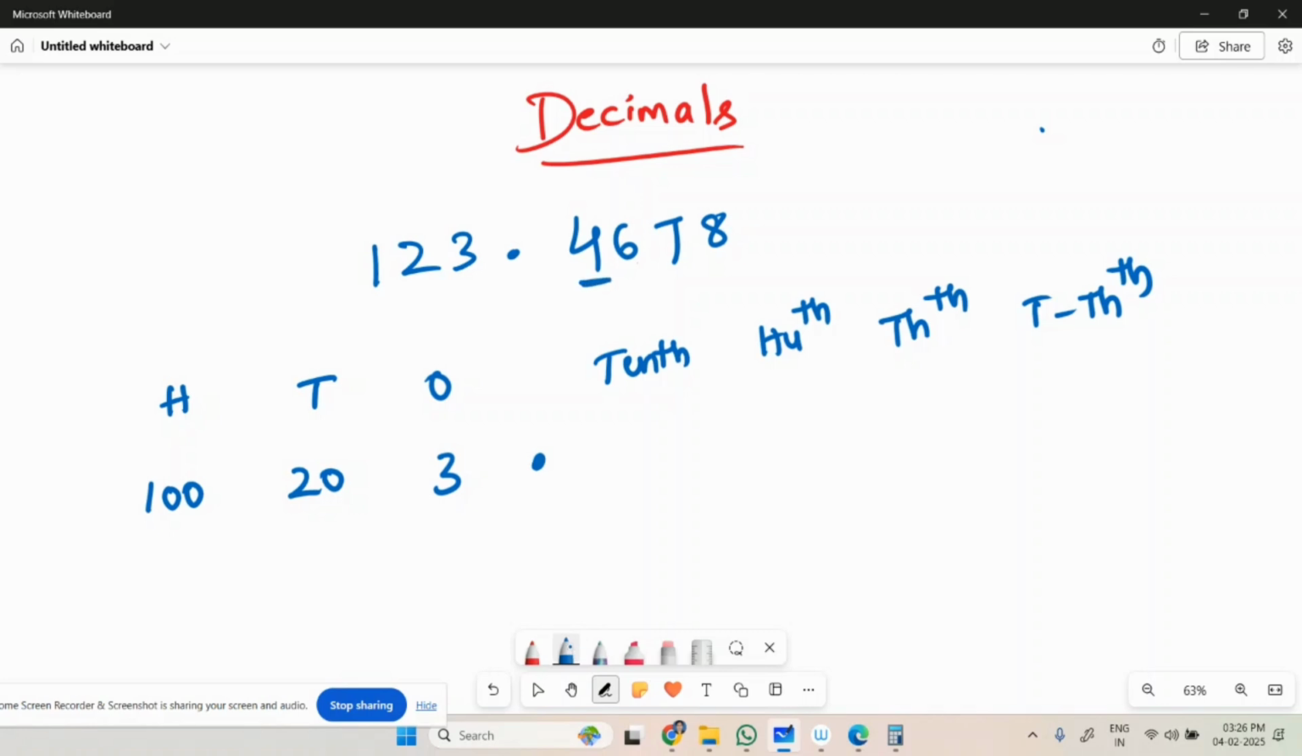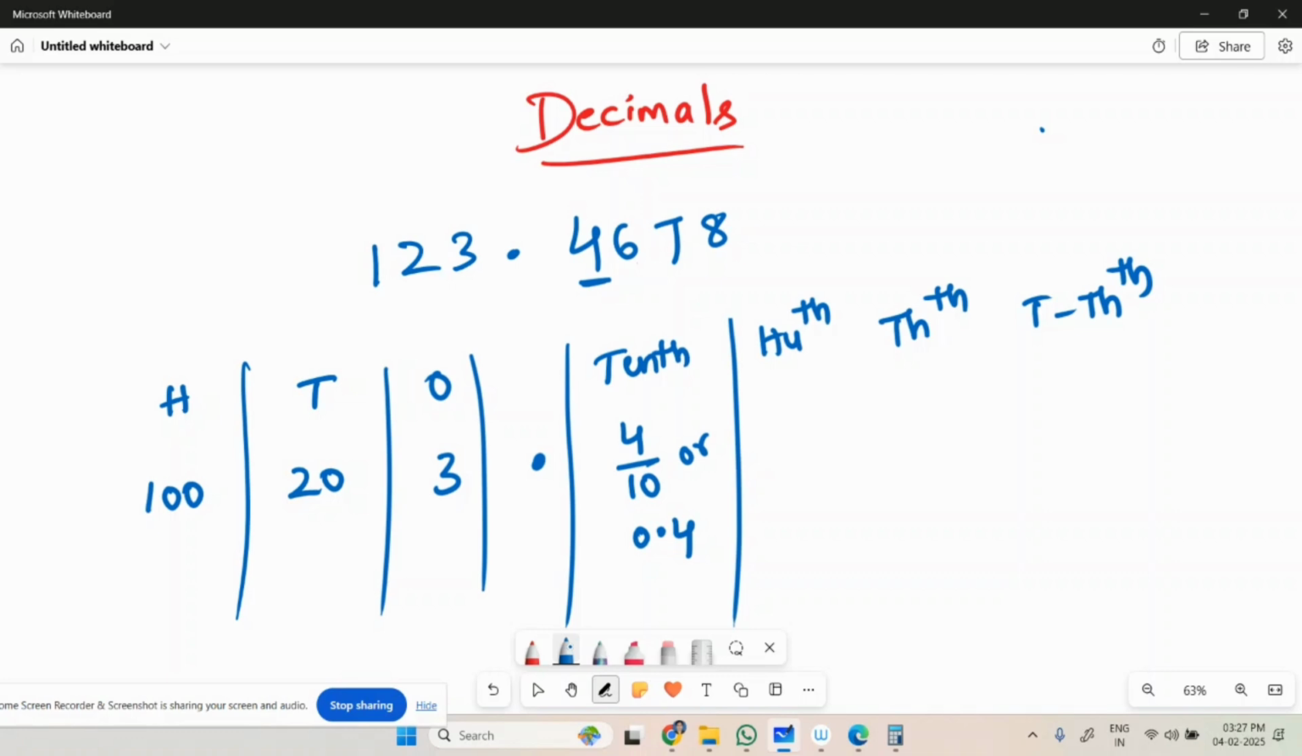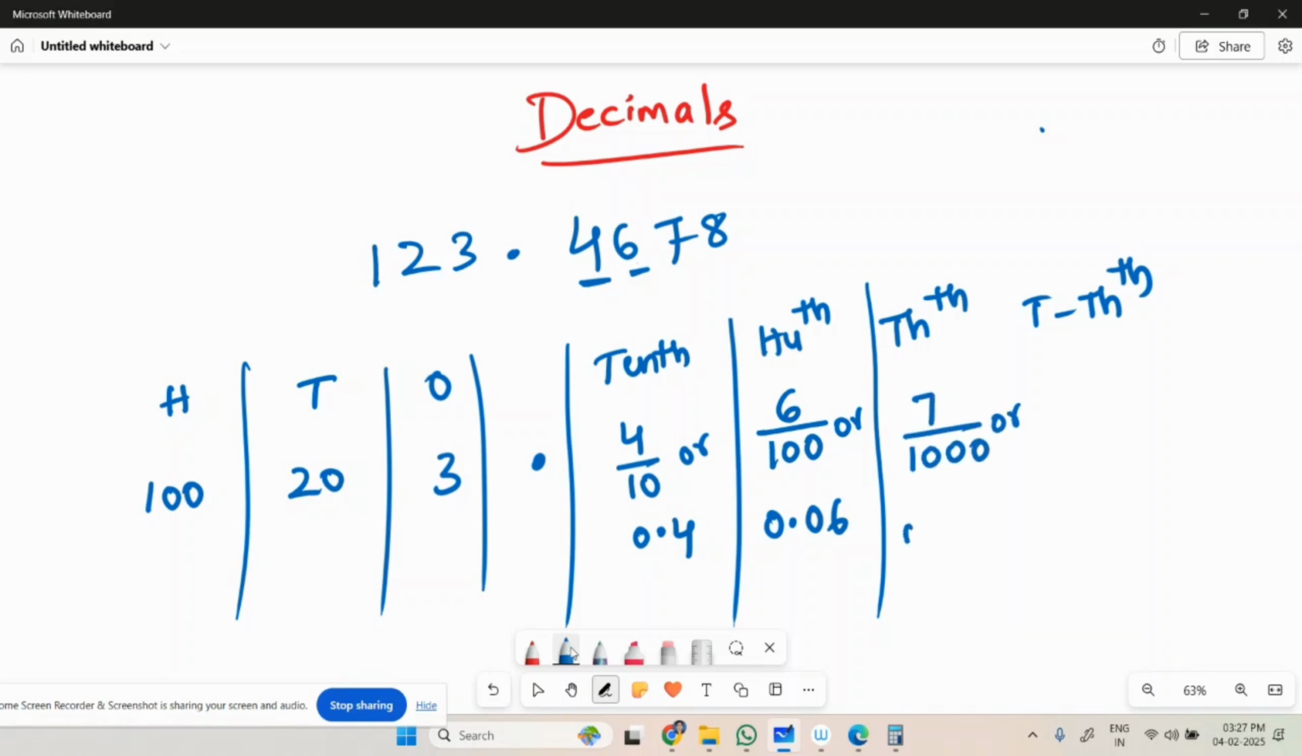Now 4 is in the tenth place. So we write it as 4 upon 10 or 0.4. Now 6 is in the hundredth place. So we write it as 6 upon 100 or 0.06. 6 should be at the hundredth place. Now 7 is in the thousandth place. So 7 upon 1000 or 0.007.